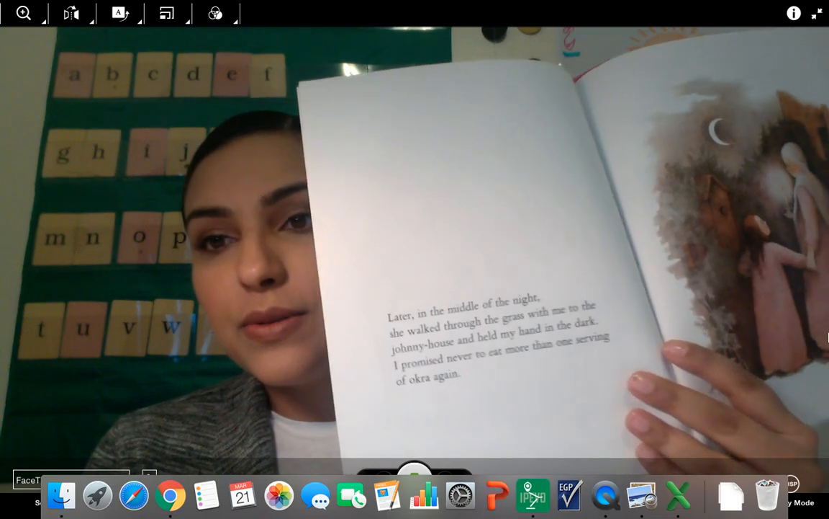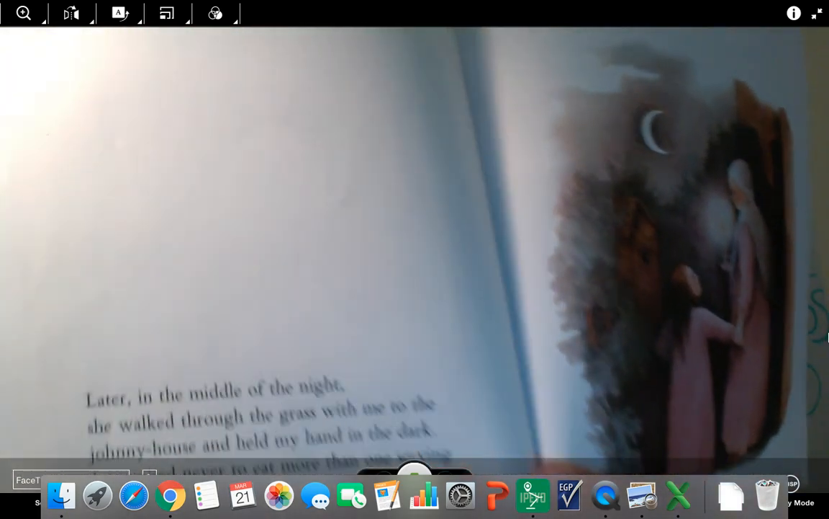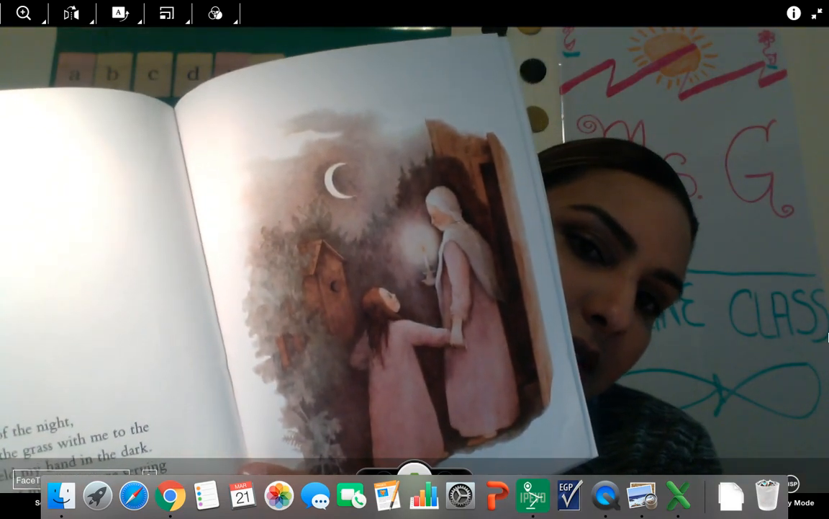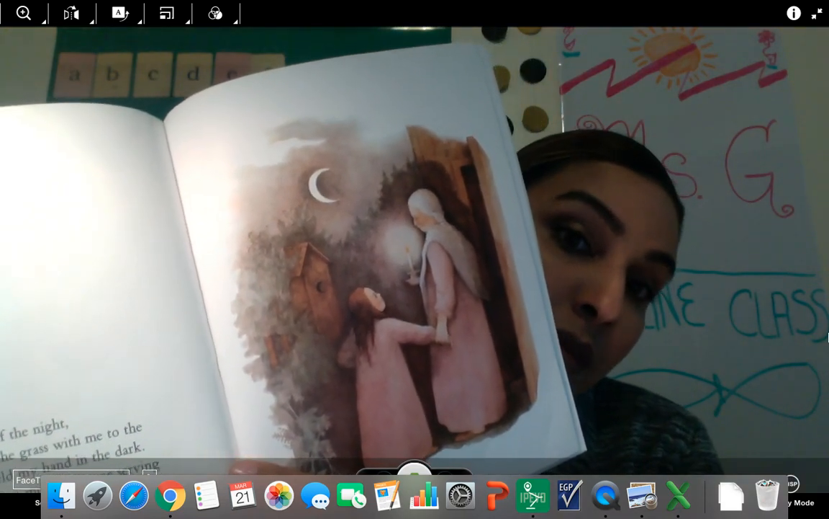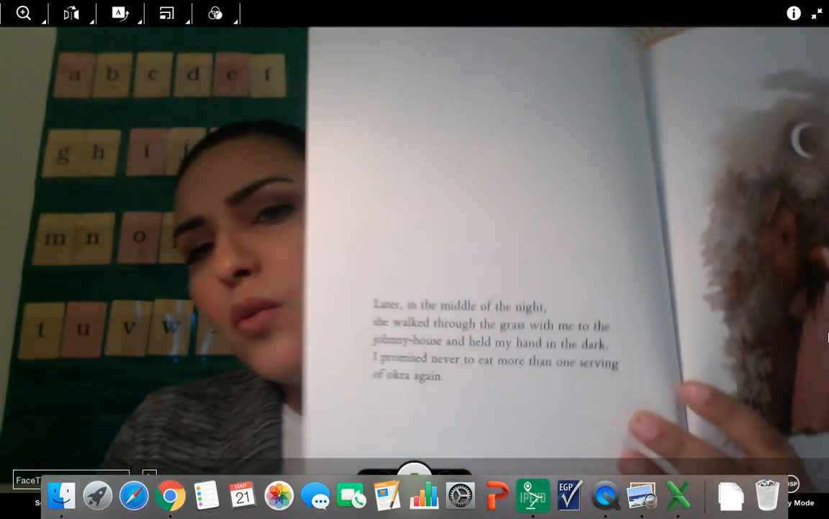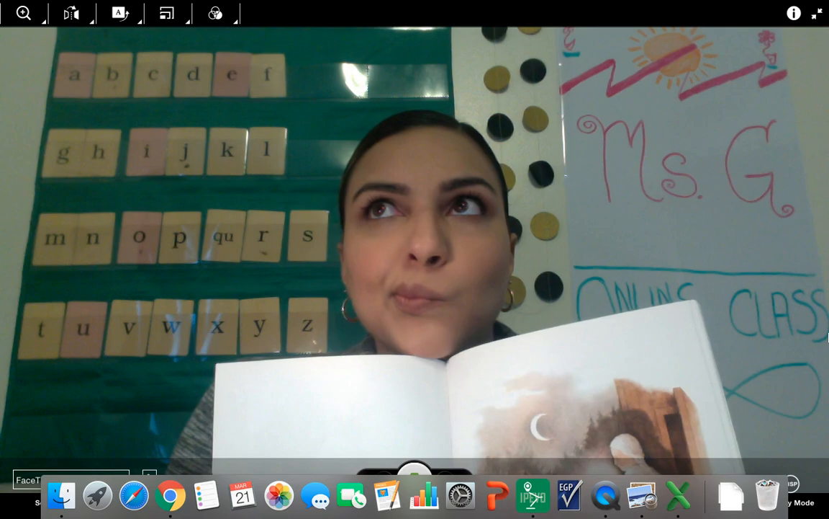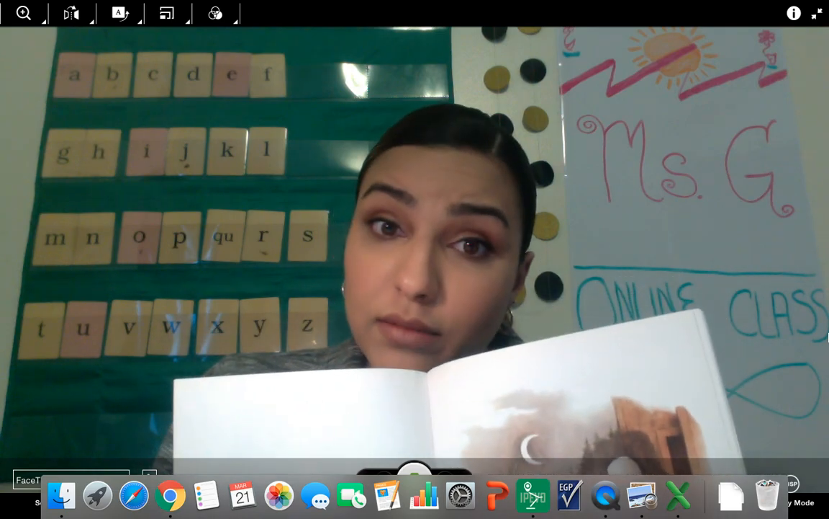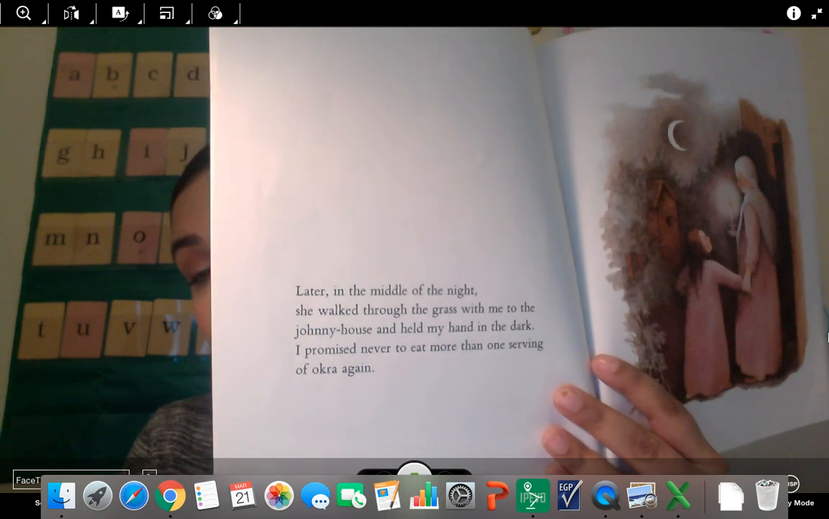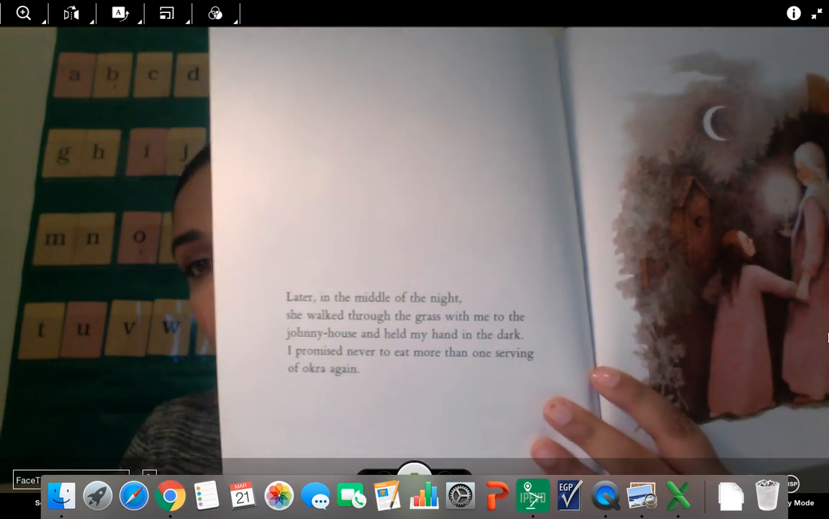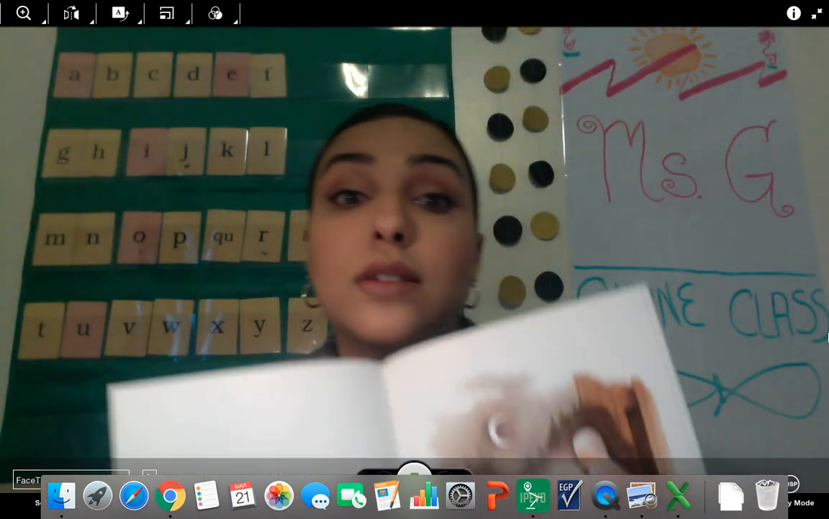Now, there's something else that I want you guys to see. Looking at this picture, what is Grandma holding? She's holding a candle. Why would she be holding a candle? Why isn't she holding a flashlight? Maybe because it's in the past. So in the past, they didn't have flashlights, right? They had to use candles to see in the dark.